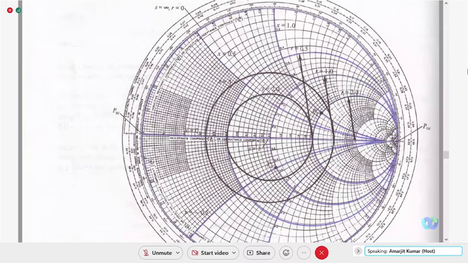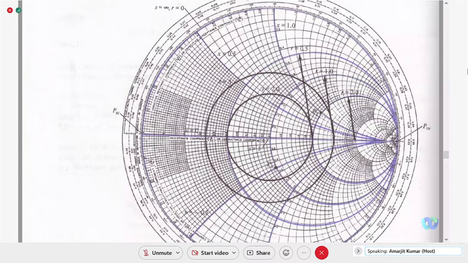Where is that? Here it is written R is equal to 2.0. X is equal to 1 you want, so it is written here X is equal to 1. Take the intersection. The intersection is here. Here is your point 2 plus J. So you have located Z is equal to 2 plus J normalized. This point will give you the normalized impedance 2 plus J.